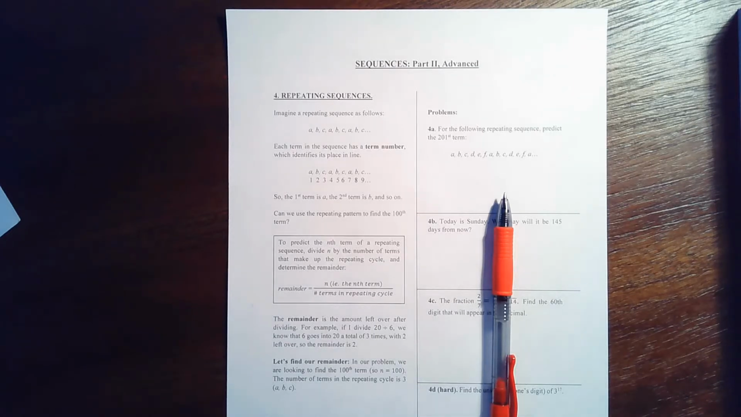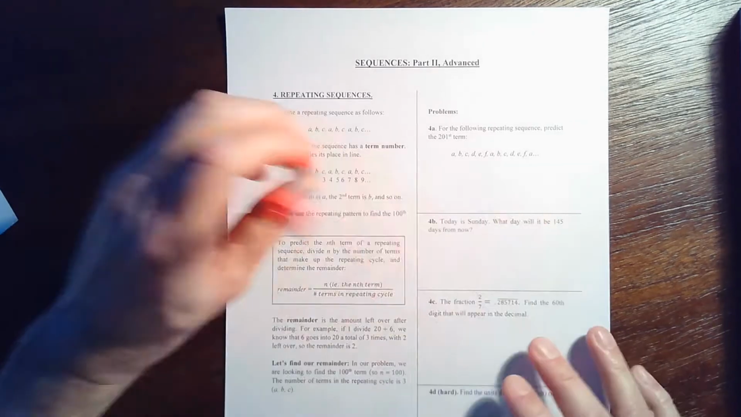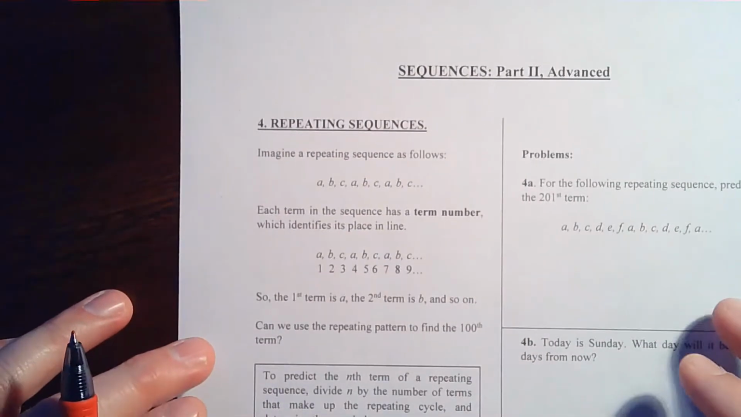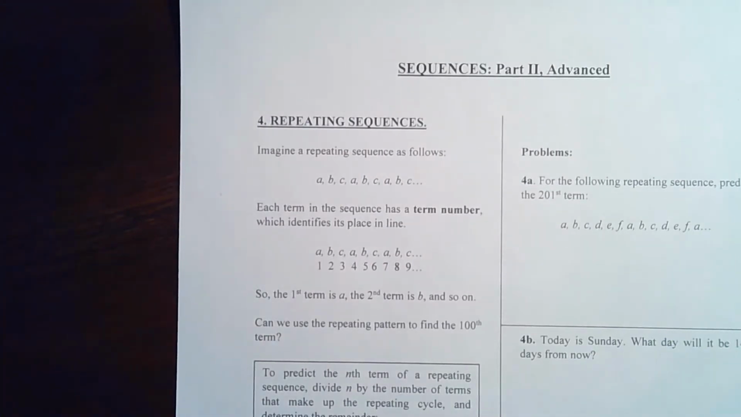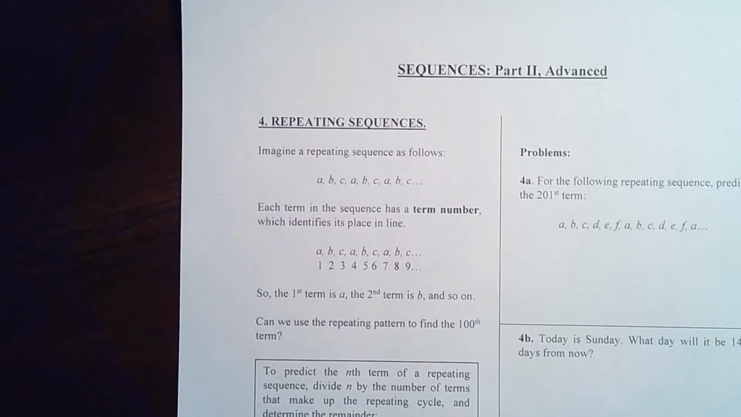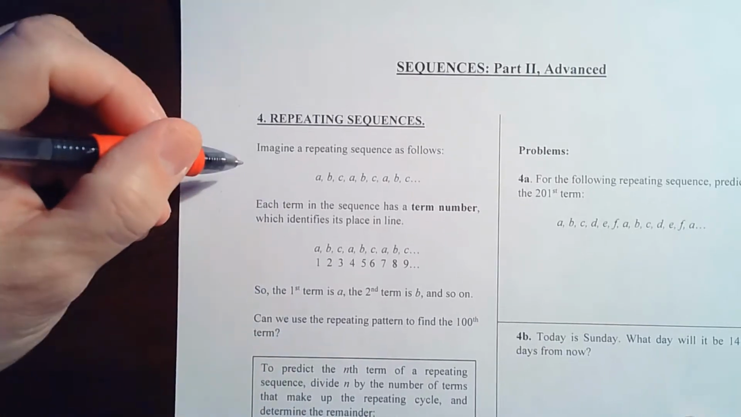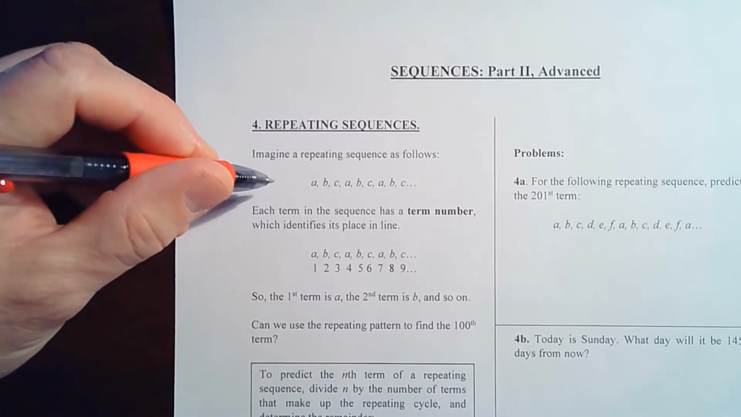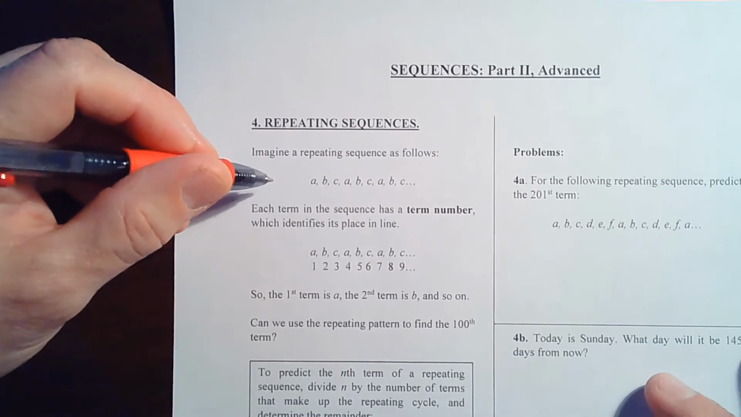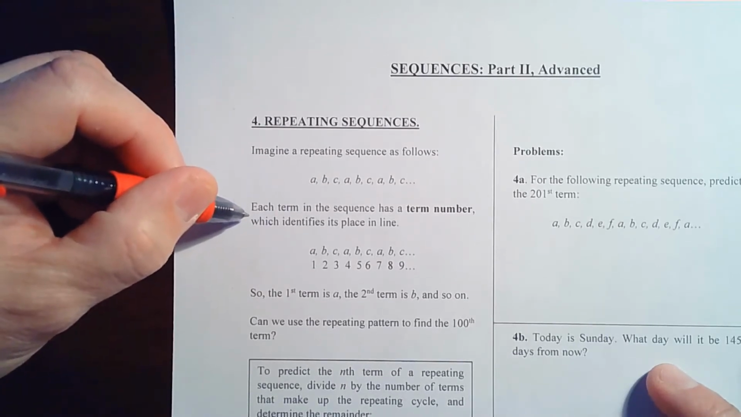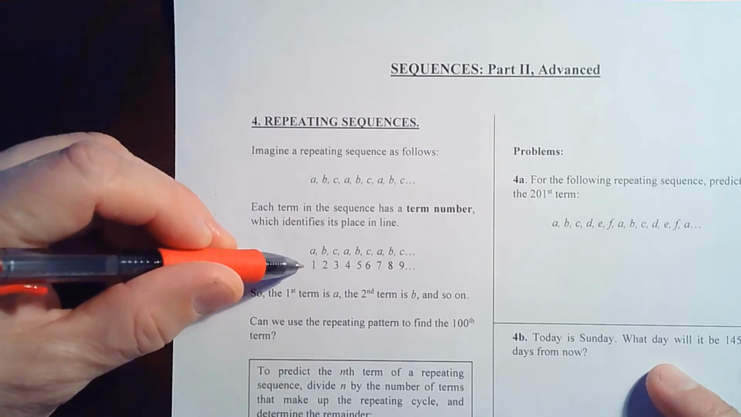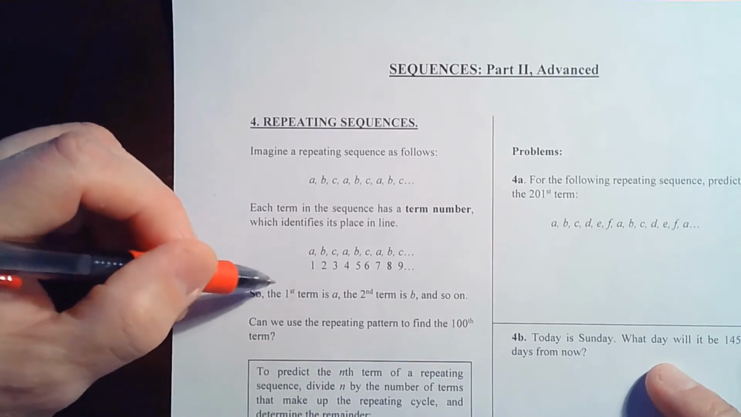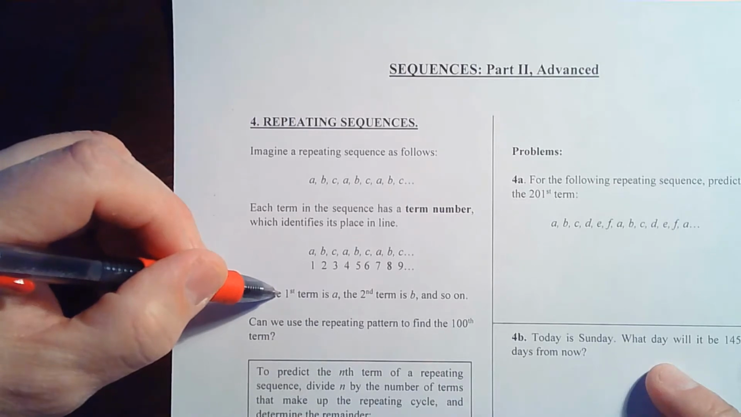Here's page 1 of sequences, part 2. This is advanced sequences. We'll start with section 4 as I zoom in here, and we're just picking up where we left off from part 1. So, repeating sequences. Imagine a repeating sequence as follows: ABC, ABC, ABC, and so forth. Each term in the sequence has a term number, which identifies its place in line. So we have the term numbers written here underneath the sequence. The first term is A, the second term is B, and so forth.